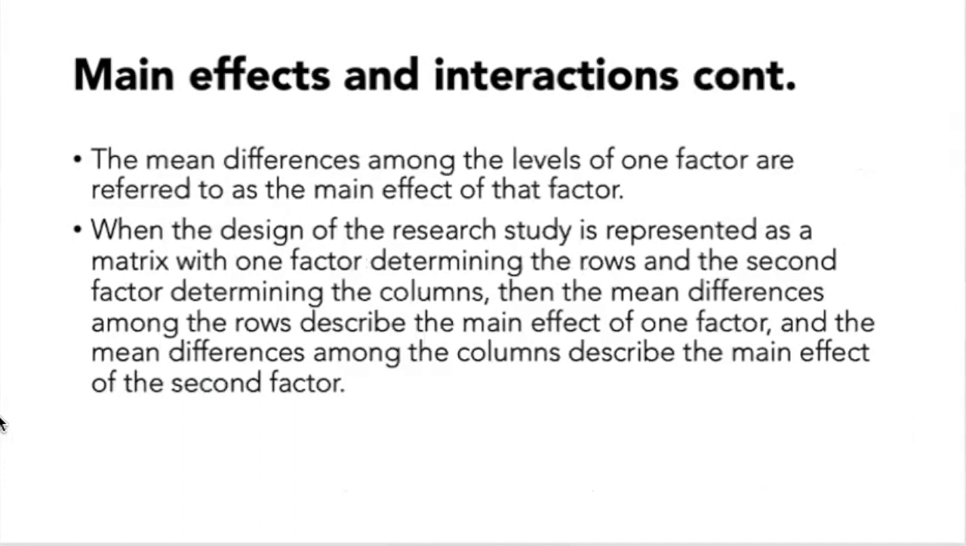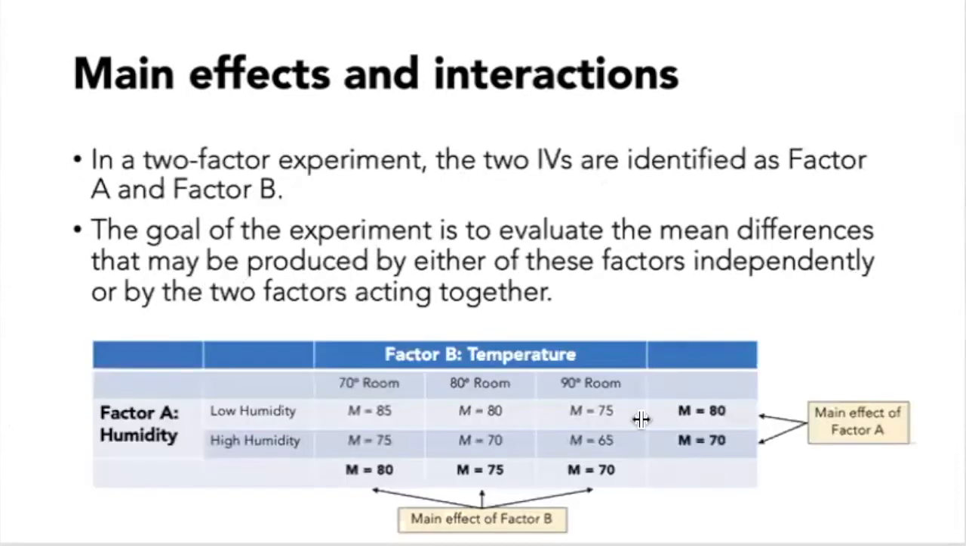we have interactions as well. Now, before we go through that, let's quickly go through this here. So the mean differences among the levels of one factor are referred to as the main effects of that particular factor. That is exactly what I just demonstrated to you. See, this is the main effect of factor A and this is the main effect of factor B.